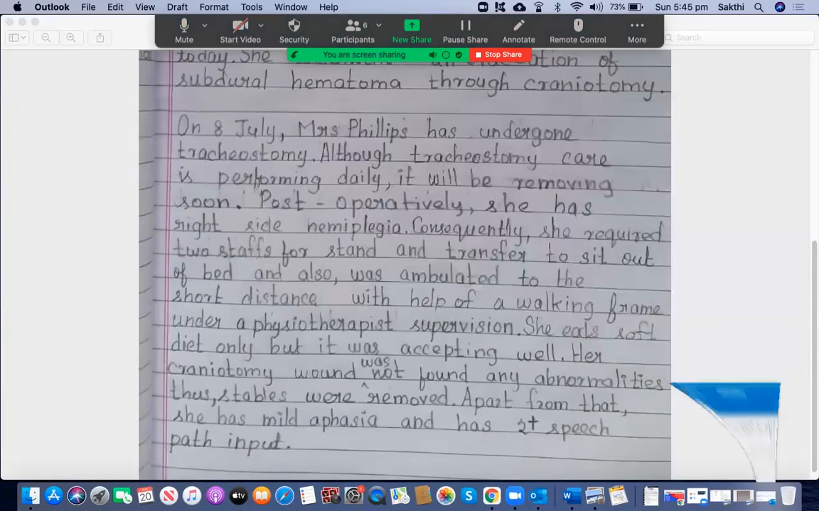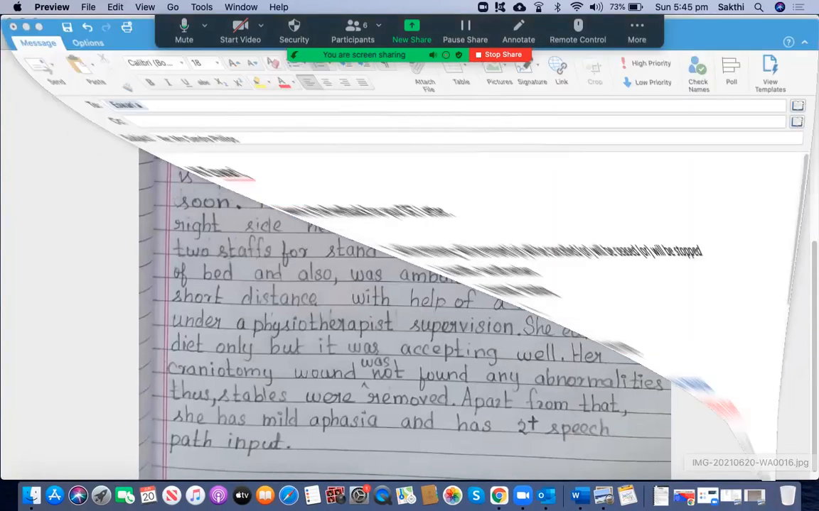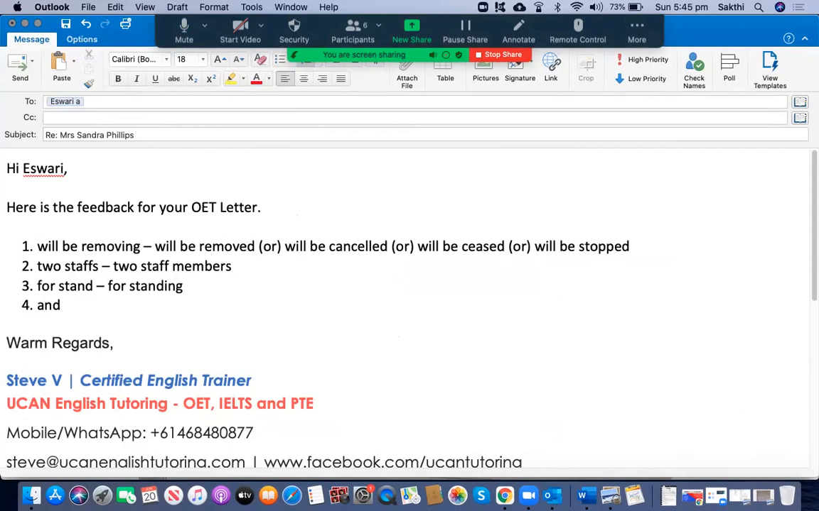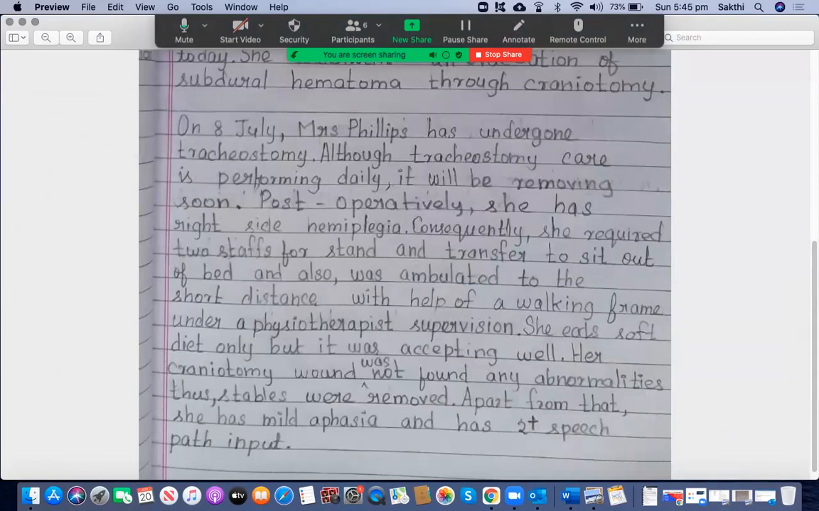And then "and transfer to sit out of bed." No, "and transferring." "And transfer" is wrong. And transferring. Okay. All right. What else? Of bed, and also was ambulated. So "she was ambulated to the short distance." No, no, no. "She was ambulated" is wrong. She was able to ambulate.